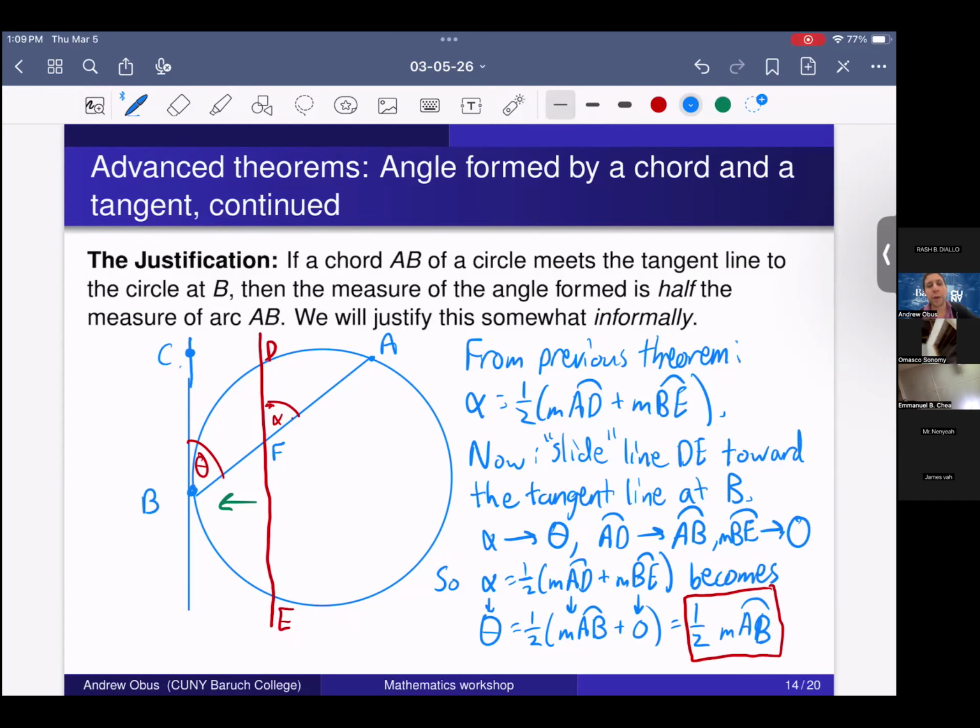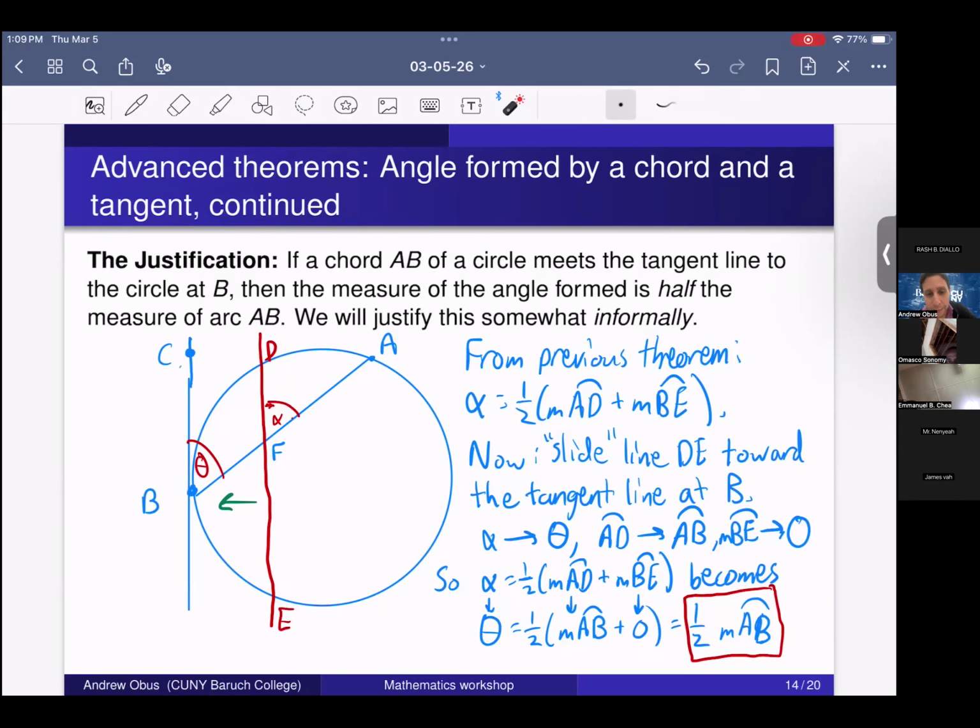This is not a rigorous Euclidean proof. I would call this an informal justification, but I think it's convincing. It's enough to make you understand why it's true. If you believe the chord angle measure theorem, then I'm just saying, slide the chord over until it becomes a tangent line, and then that theorem becomes this theorem. This would not pass muster with Euclid. There is a rigorous proof that you can do, but it's a lot more complicated, and I think it's harder to remember.